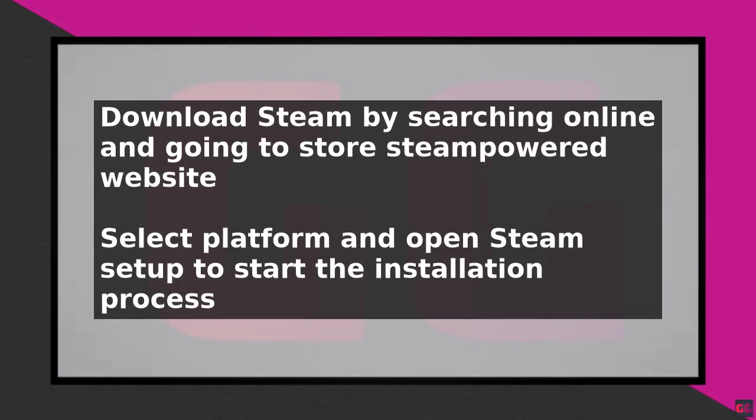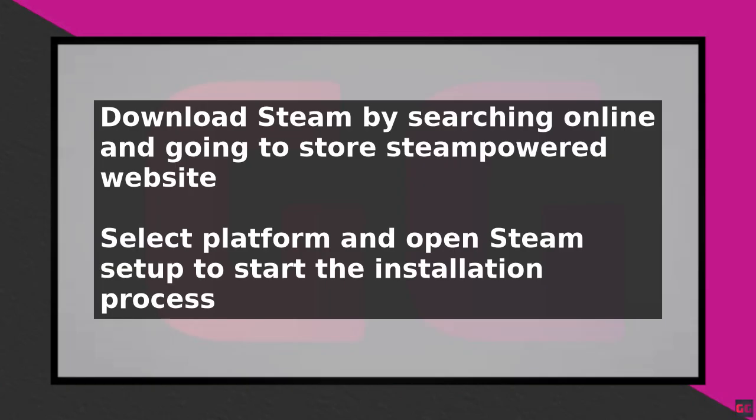To download F1 Manager 24 on a PC or laptop, start by downloading Steam, an app that allows you to buy, download, install, and play games. Simply search for Steam online and go to the link store.steampowered.com. Then click on Welcome to Steam and Install Steam.